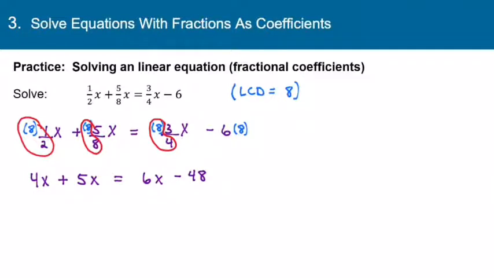And now let's just continue combining like terms and solving the way we know how. 4x plus 5x would be 9x, and the right side is still 6x minus 48.